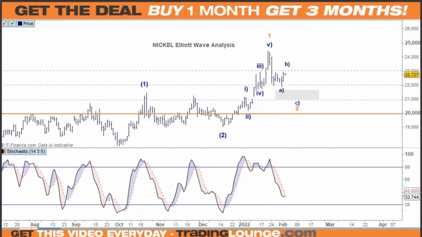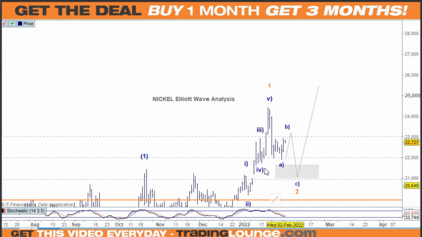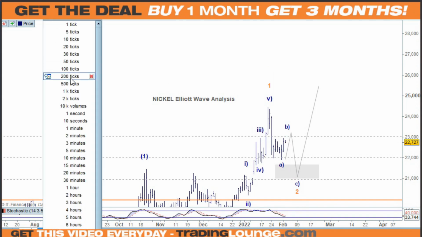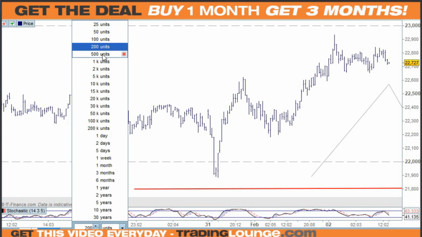I think that what might happen is that we're going to go up for a B wave, and then we're going to come down for the C wave, and then we're going to go up. That's what I think is going to happen. Now let's go to the tick chart and just look at that in a bit more detail. Maybe a bit more data.